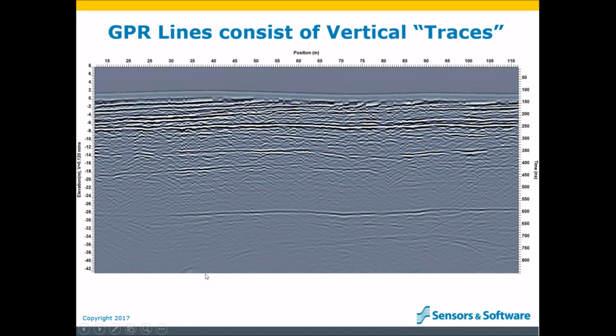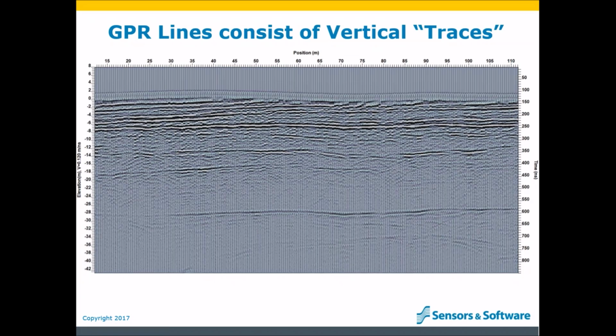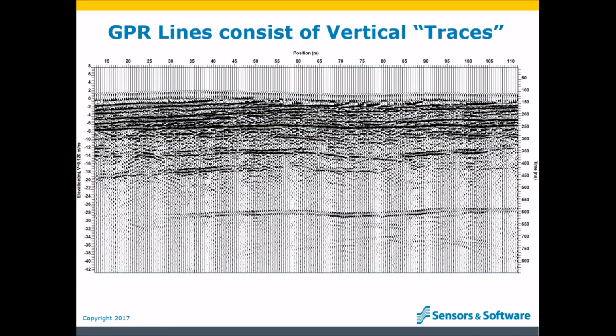The concept of traces was easier to understand in the old days when everyone plotted their data in what we called wiggle traces. In this depiction, the signal reflection amplitudes are indicated by wiggly lines. The bigger the wiggle, the larger the signal amplitude.